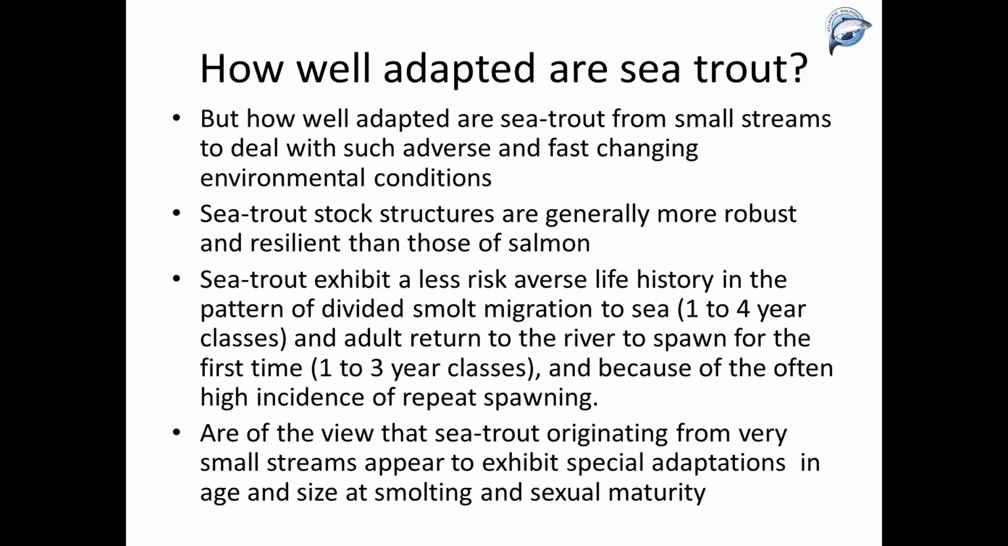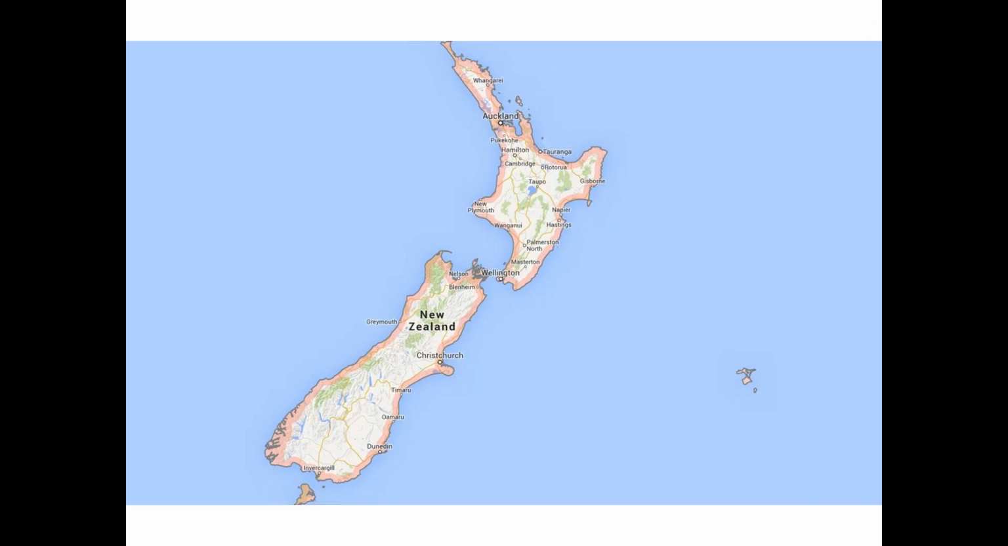There are always a few bankers at sea, and these bankers can come in and recolonize. That's fine as far as it goes, but if you're in a situation where the river is minus water or has a very low flow at a particular time, even that may not help you. So these fish that originate from these very tiny streams, certainly they're exhibiting all sorts of adaptations in relation to smolting and in relation to sexual maturity.